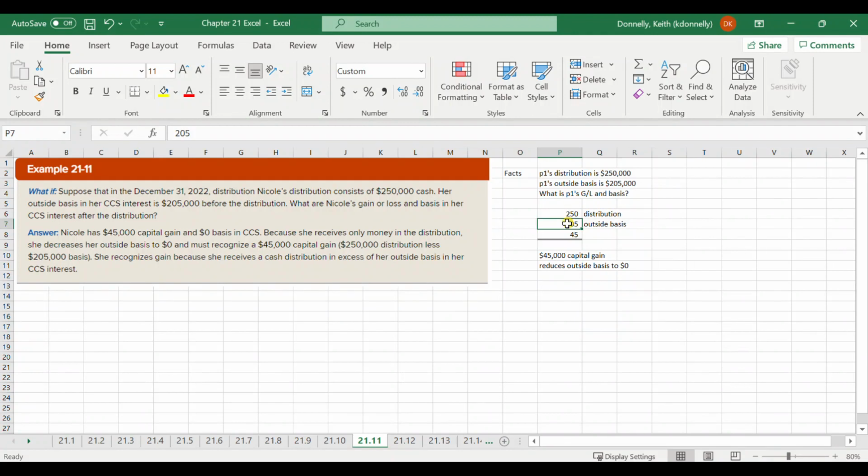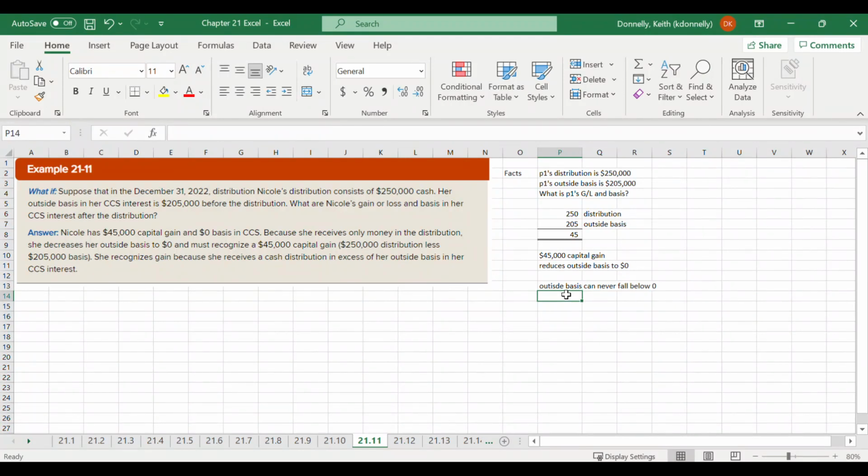Okay, so the idea with this is there's a distribution of 250, right? It looks like our outside basis is 205. What's our gain or loss? Well, in this case, you reduce your outside basis first, right? That's fully eaten up. Anything that's left over, the remaining 45, is going to be a capital gain. However, remember, your outside basis can never fall below 0.